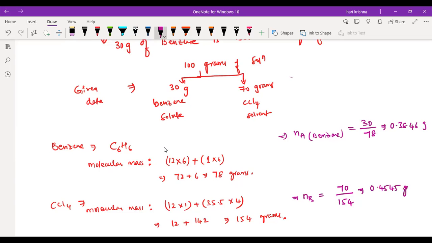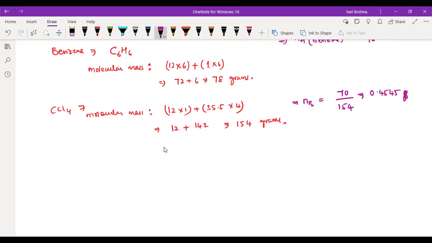Sorry, you should not take grams here, because they actually cancel each other. And if you want XA, that is for benzene, it equals Na by Na plus Nb. That means 0.3846 by 0.3846 plus 0.4545. When you solve this approximately, you will get the answer 0.458.